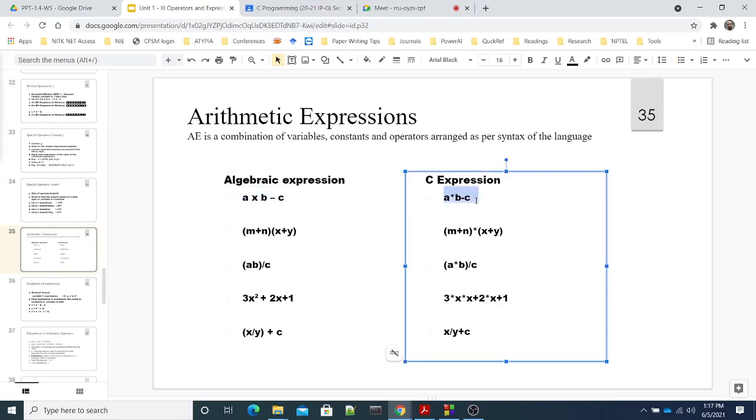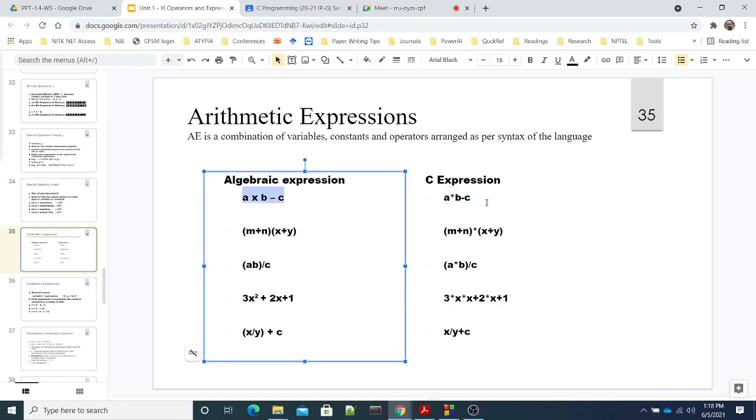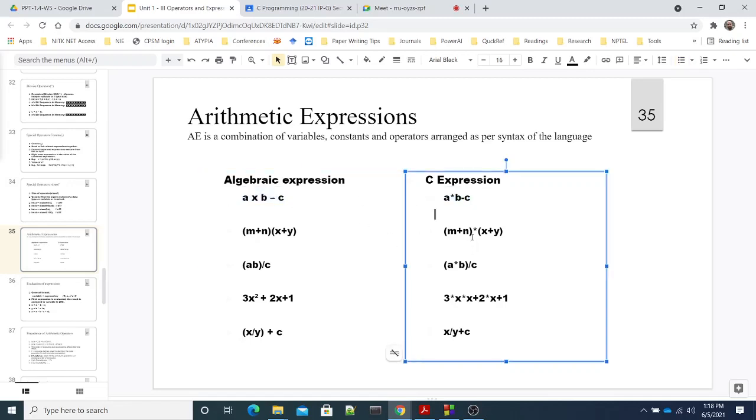In C also, A into B is going to take place first, followed by the subtraction. So the result of this is subtracted, and C is subtracted from the product of A and B. In mathematics as well as C, it is going to take place. Here also it is explicit.